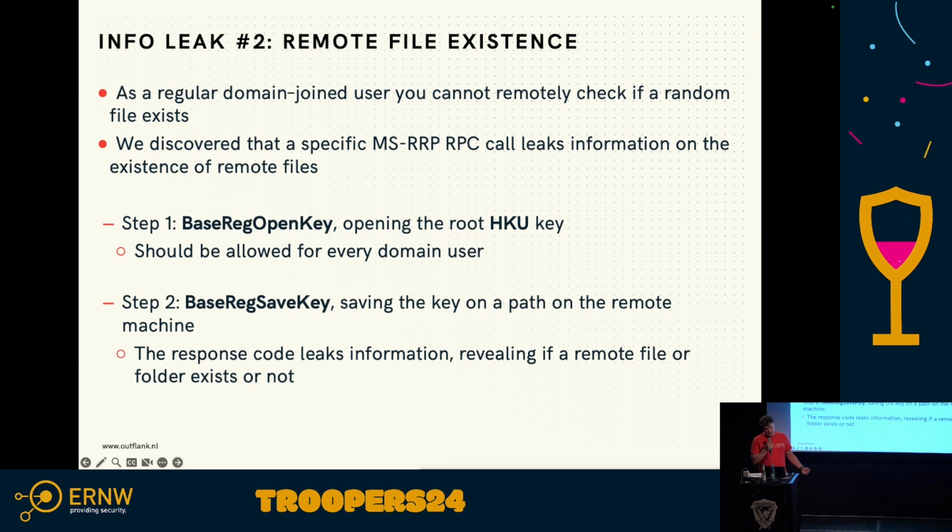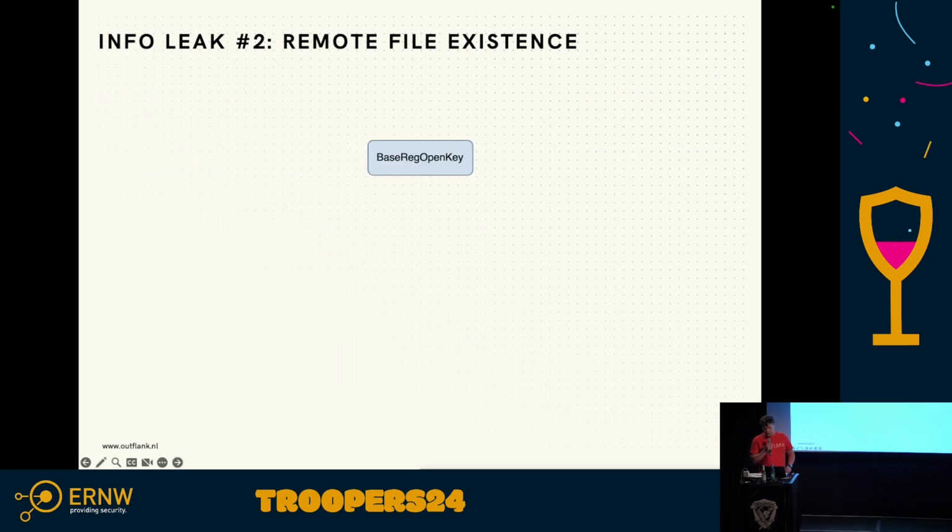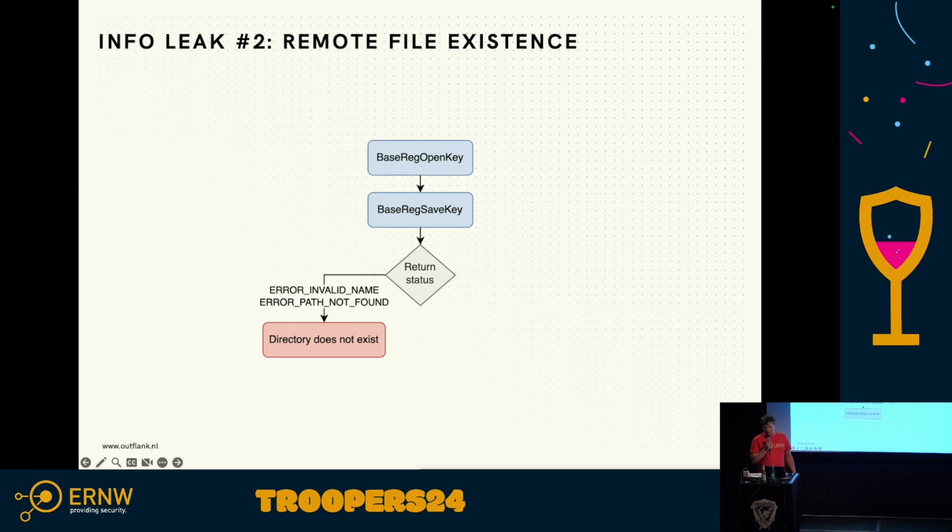And then we try to save that key to a specific place on disk. And here again, the response code leaks information on if the file exists or not. So we first open the key, and then we try to save it to a specific place, and then we check the return status. If it gets an invalid name or a path not found, we know that the directory does not exist, and there's still a distinction in there. If it says path not found, it means that somewhere along the path a directory already does not exist. So it's recursive, right? And if you get an invalid name, you know that the directory itself does not exist. And again, if you get an already exists, then you know that the directory exists.